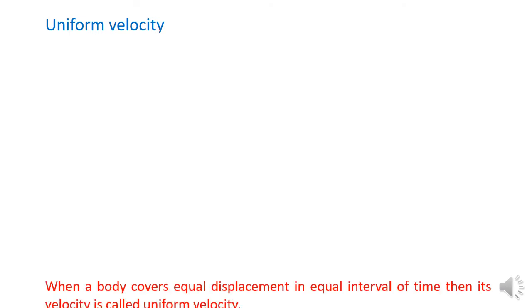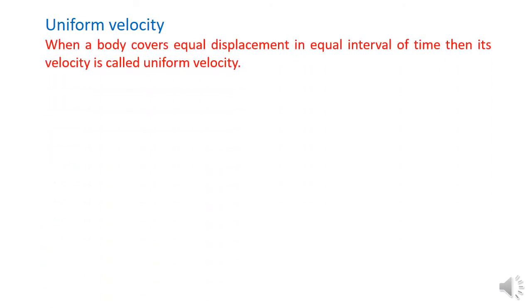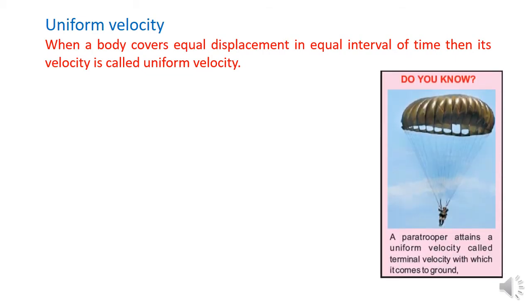Uniform velocity. When a body covers equal displacement in equal intervals of time, then its velocity is called uniform velocity. For example, here in the figure we see a paratrooper coming down and he attains a uniform velocity which is also known as the terminal velocity.